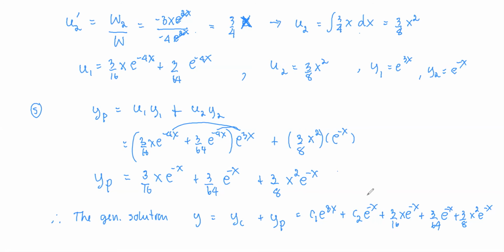You can leave it this way for this situation, or as you see, you have like terms, e to the negative x, e to the negative x right here. C2 is just one form of the constant. 3 over 64 is another form of the constant. These two can be merged into C2 star as a coefficient of the same variable term.